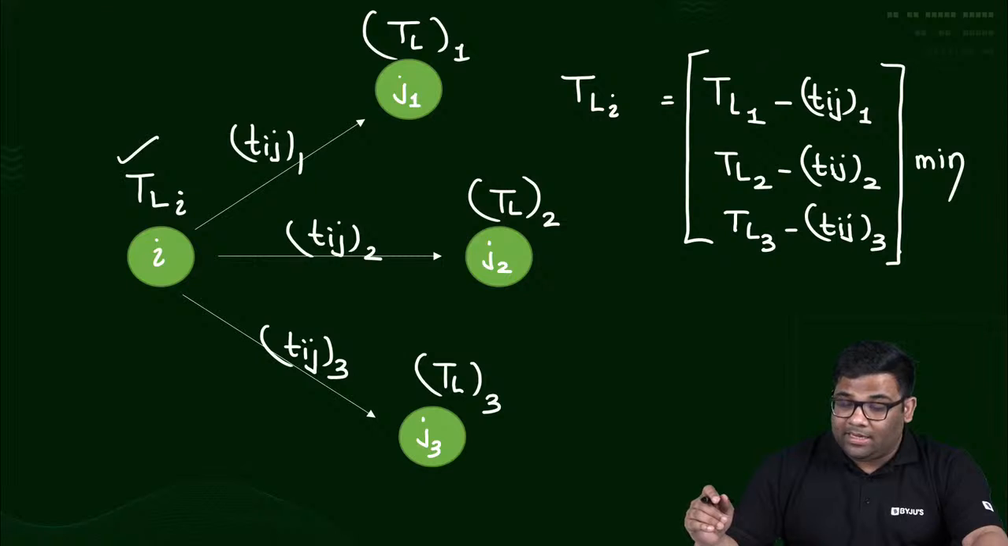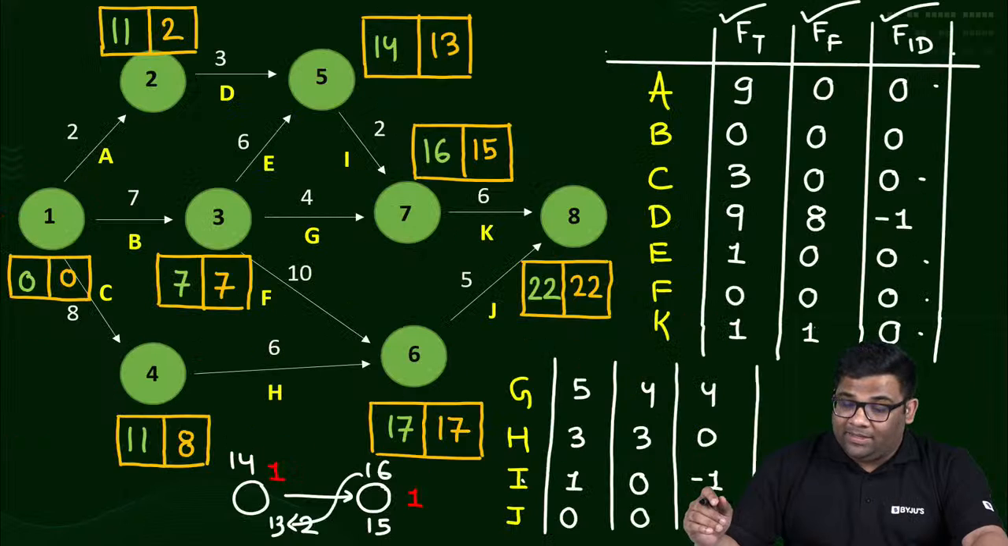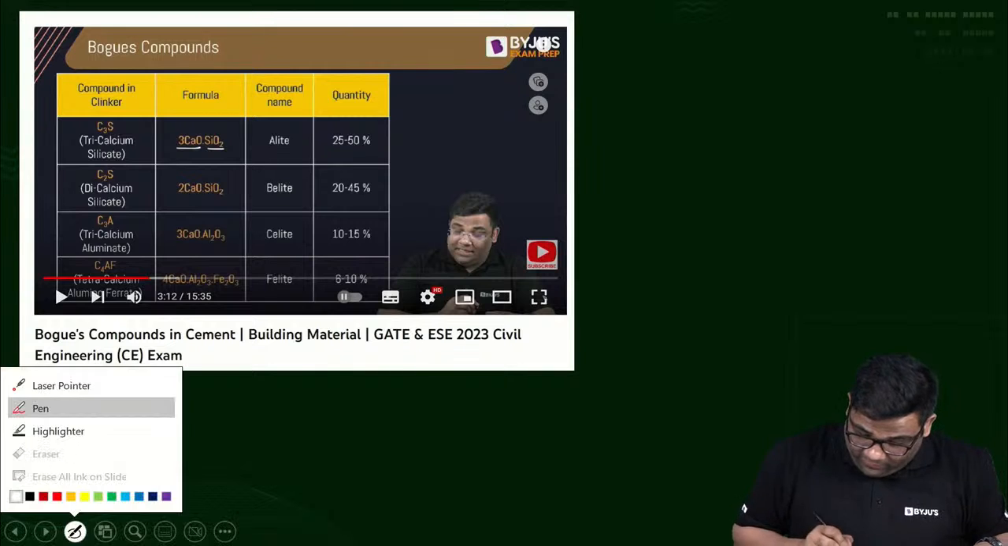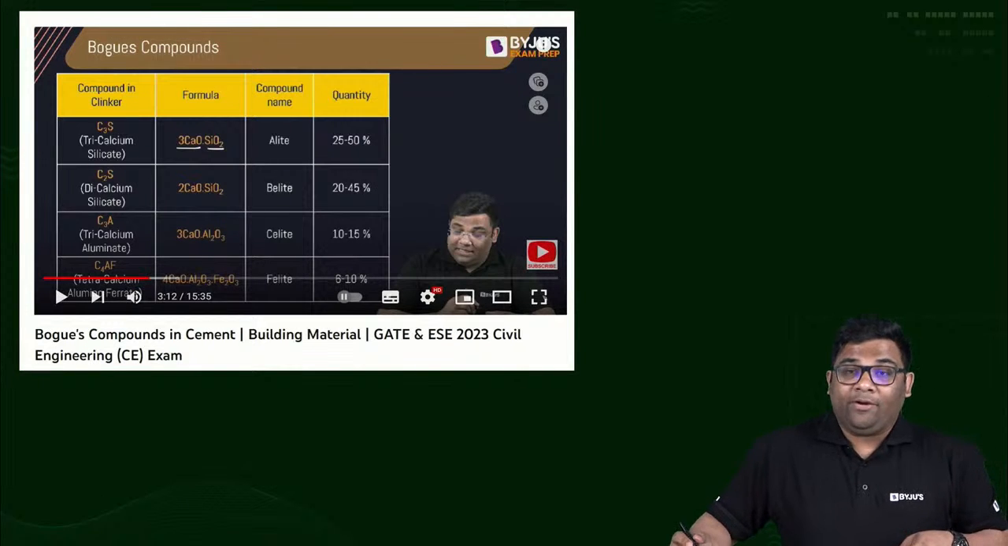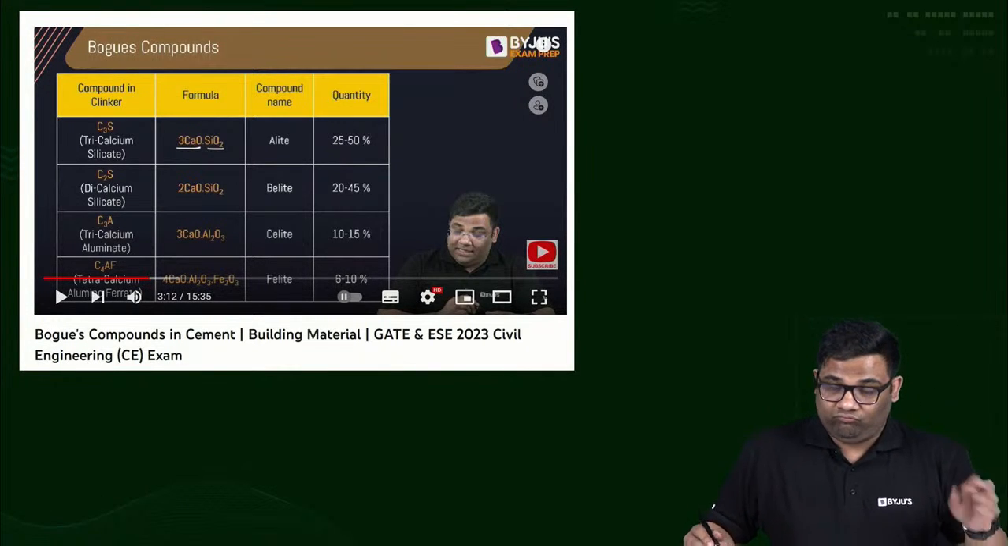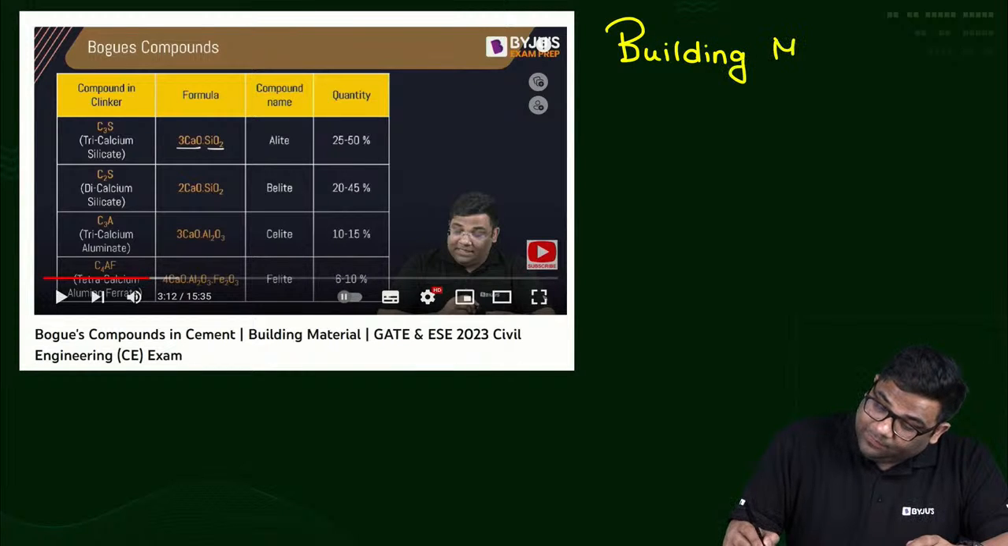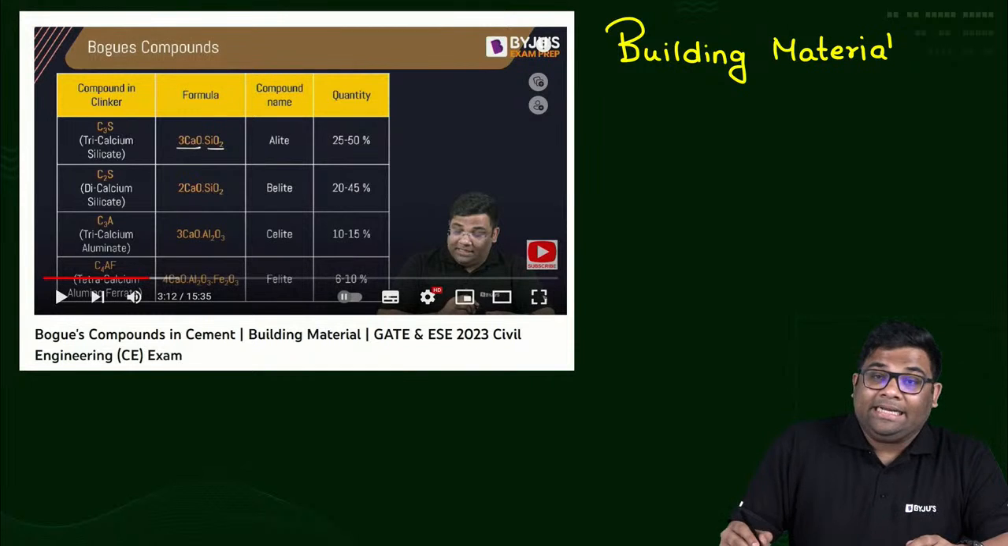Now, some additional things. Now coming to building material. I am not going to teach you building material because I have covered building material in detail. So from where you have to study, I will guide you. Now building material as far as your GATE is concerned, because you have to prepare for GATE.